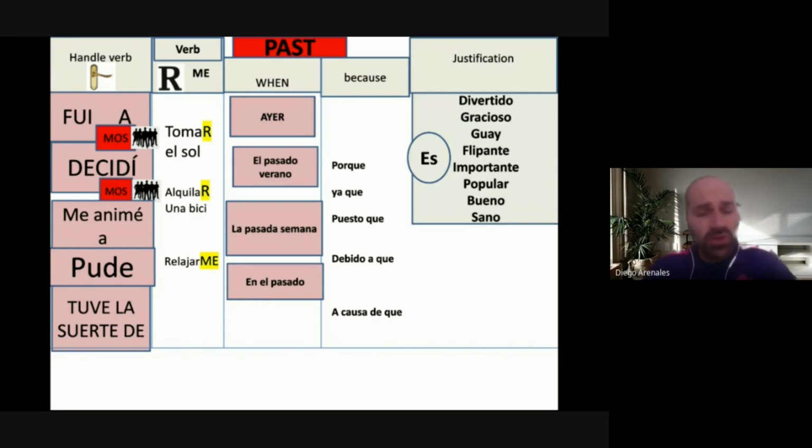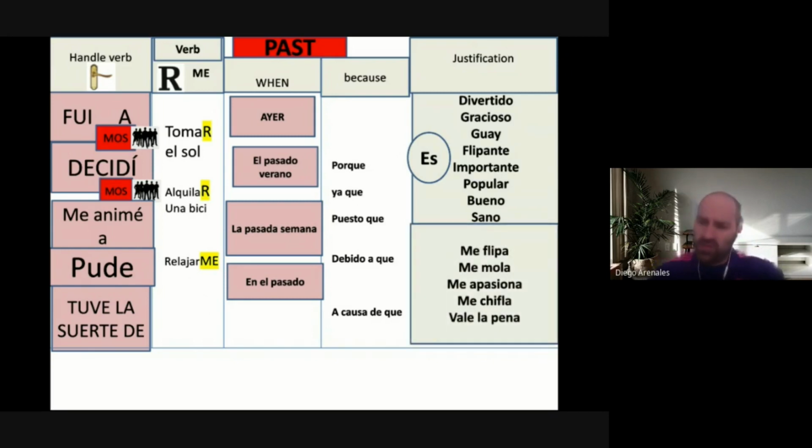But also, you can use an opinion after because. And remember, don't use ES. As you can see, ES is for an adjective. Here you don't need to use ES, okay? Because it's a common mistake. So you can say, because I love it: porque me flipa. Or because it is worth it: porque vale la pena. So always use an opinion to justify the reasons after.